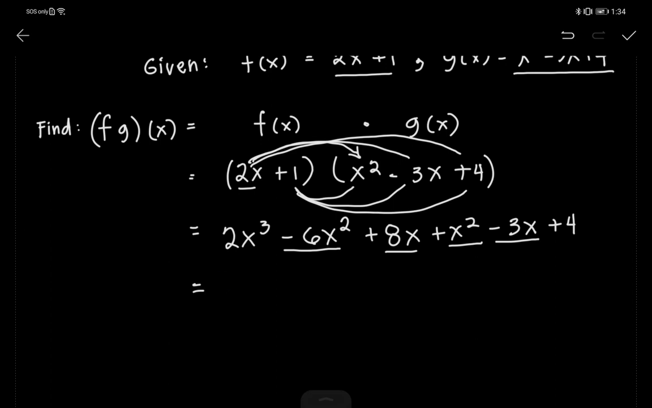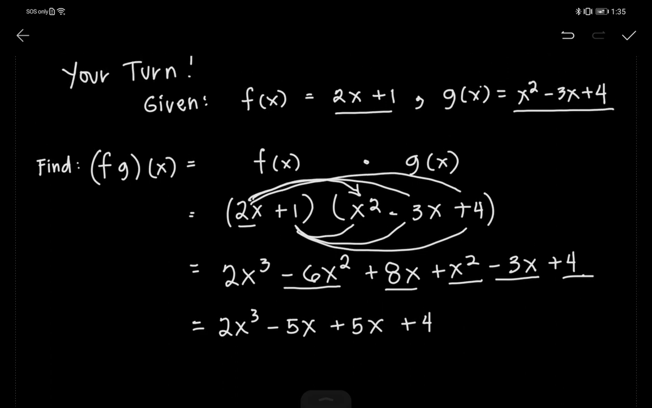So we have here 2x cubed, add negative 6x squared plus x squared, which is equal to negative 5x squared, and 8x plus negative 3x, which is equal to positive 5x. Then the constant, which is positive 4. So we have here now the product of these two functions. If you got the same answer, congratulations. And if you have questions, feel free to comment below.